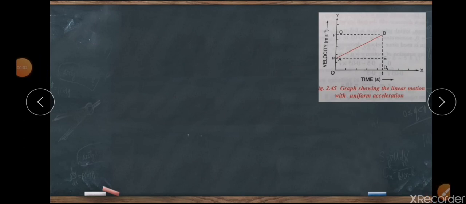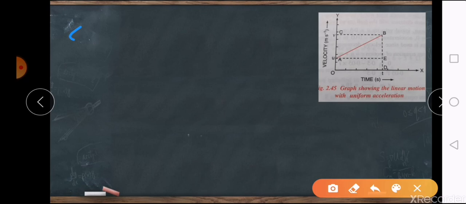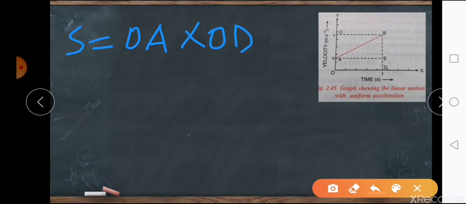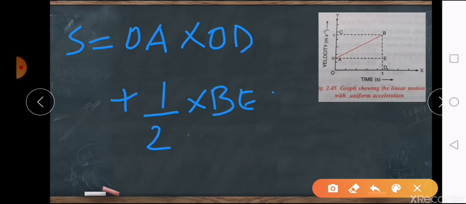And you already know that the area of a triangle is half into base into height, and that of a rectangle is simply length into breadth. So with that you are going to derive it. Accordingly, S is equal to, first, the area of a rectangle, which is given by OA into OD according to the graph. See the graph properly. Then you add the area of a triangle, half base into height. The base of the triangle is BE and the height is AE. So as usual you have added.